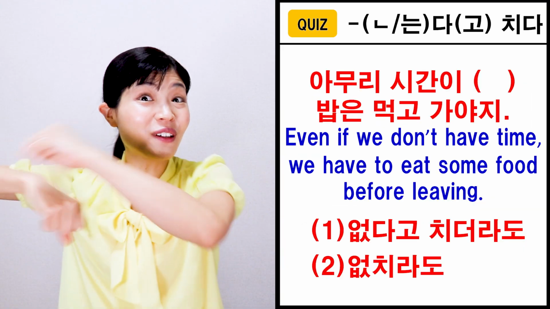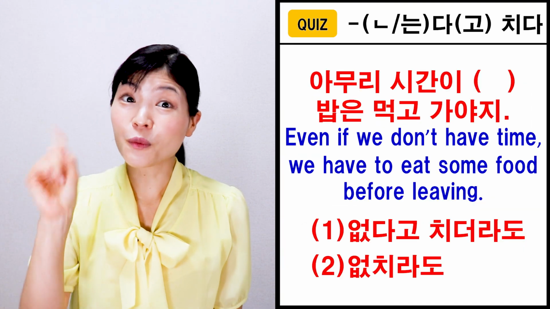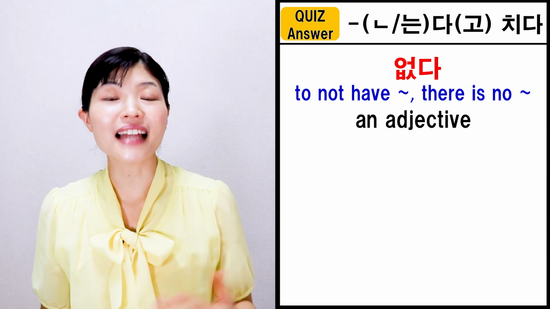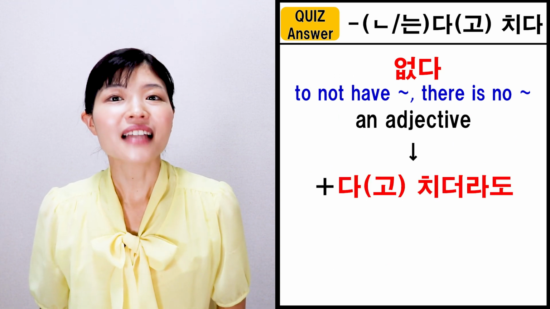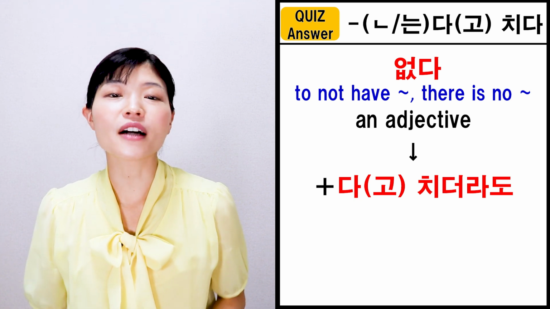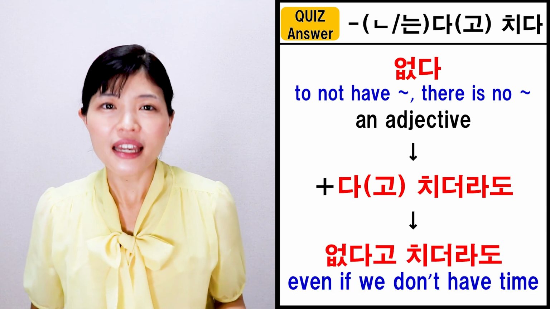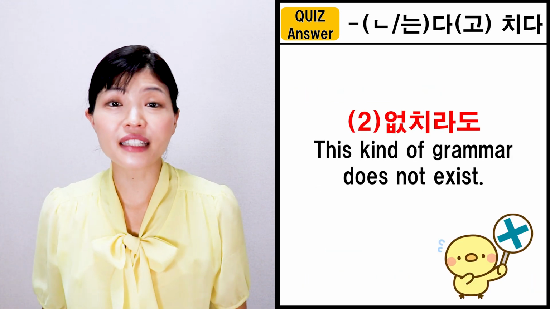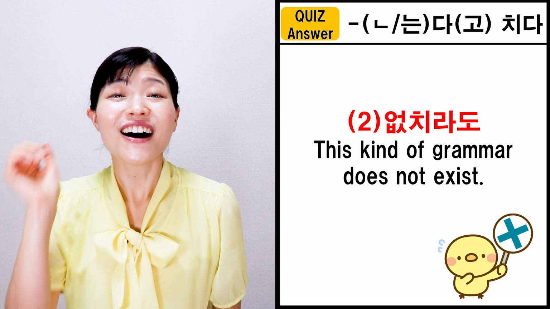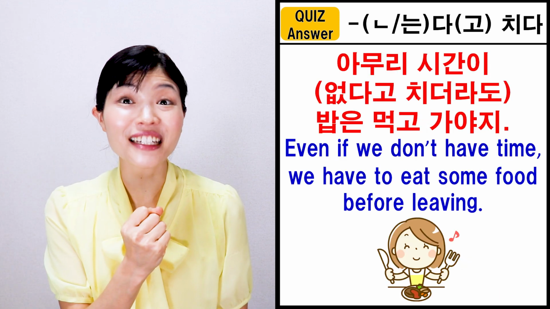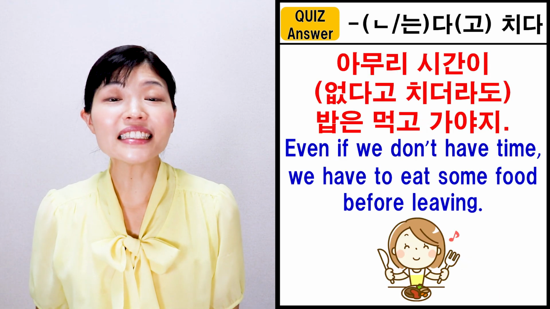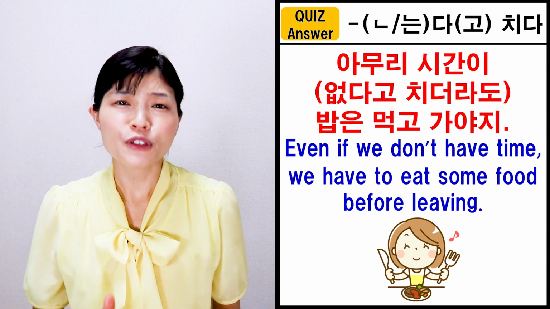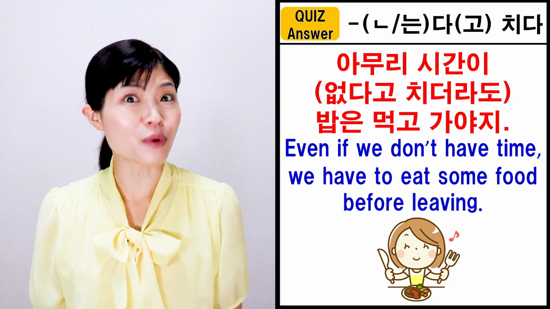The correct answer is number 1. 없다, do not have. There is no is an adjective. So you add 다고 치더라도 to make 없다고 치더라도 even if we don't have time. Number 2 is wrong because this kind of grammar does not exist. Okay? Then let's read it together. 아무리 시간이 없다고 치더라도 밥은 먹고 가야지. Food is always the priority, right?